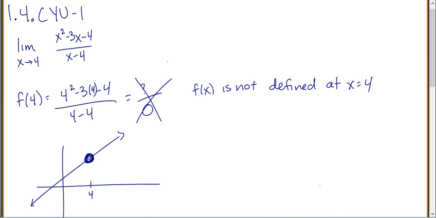So the question is, can you find the limit if there's a hole there, if there's a point where it's not defined? Well, sure, you can say as I come from this direction or this direction, it gets closer and closer to this value right here. It might not actually be defined right there, but it is getting closer and closer to that y value. So the limit can still exist, even if f of 4 is not defined.